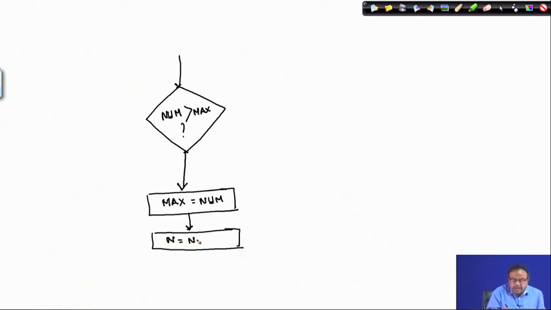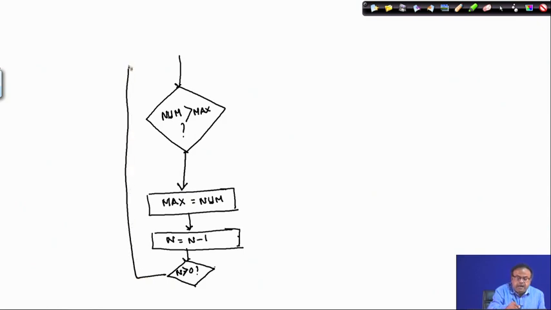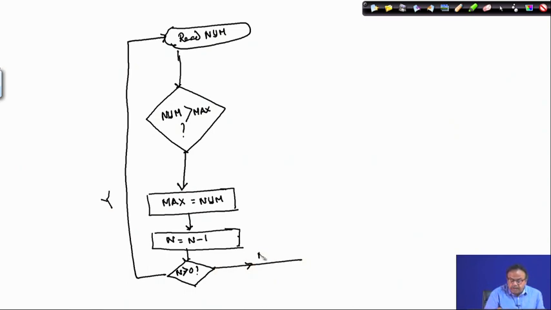and then I reduce n, just as I did in the earlier case, and then I check n greater than 0. If yes, then I have to go back. And again read a number, right. Read num, and this will go on as long as n is greater than 0. If n is not greater than 0, no, then I will come and print the max, right.